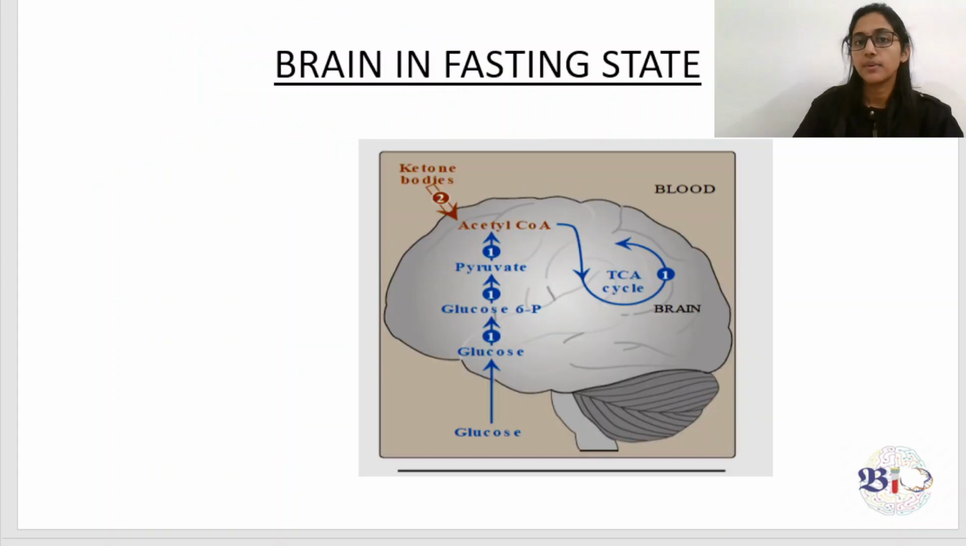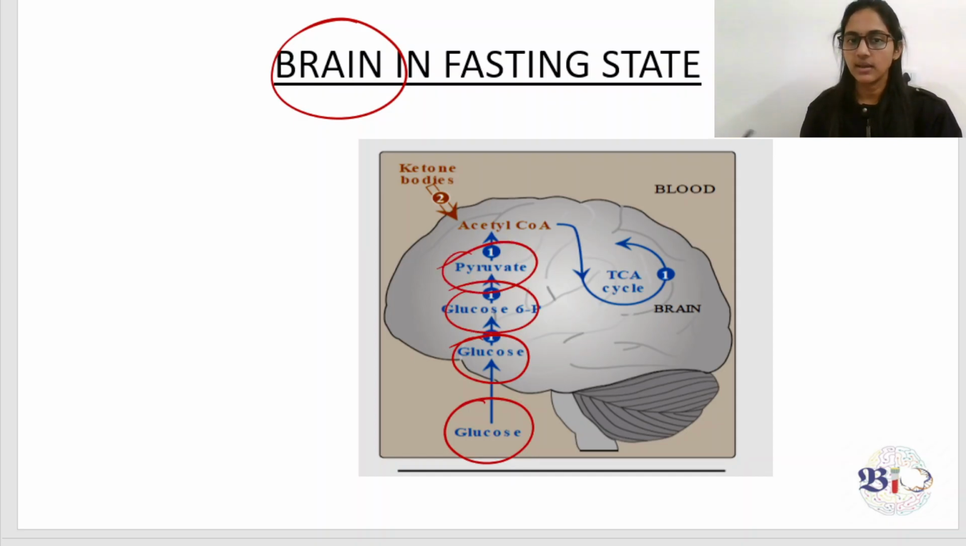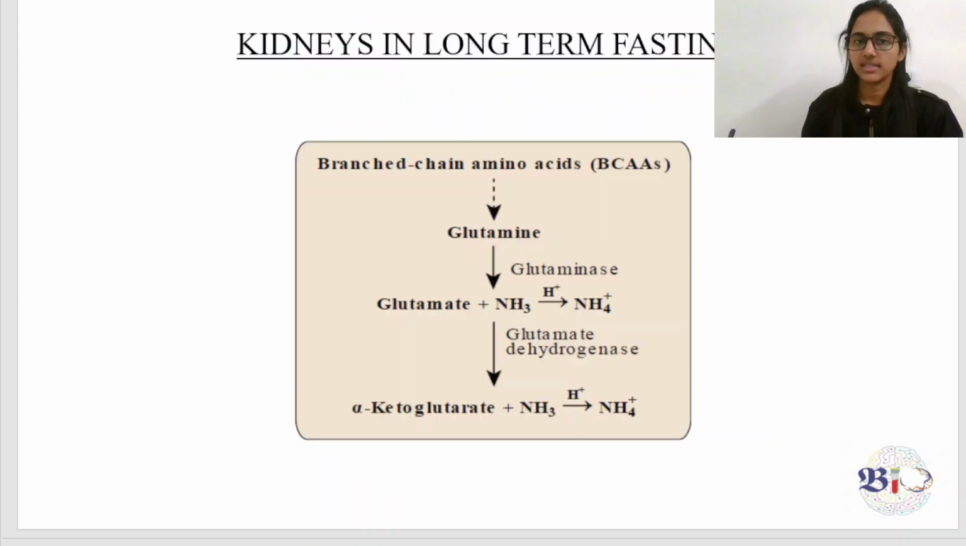The next one is brain in the fasting state. So what happens to the brain? Brain always tries to use only glucose. Yes, always tries to use only glucose even during the starvation phase. But ultimately when it is devoid of glucose, then it can try to use ketone bodies. Okay. Now this is about the brain in the fasting state.